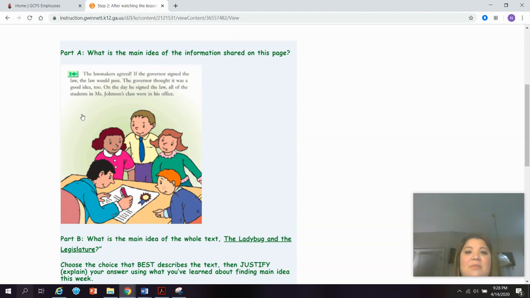You just have to tell me the main idea of this information. Don't say the main idea is about lawmakers. That's not a complete sentence. That's not the main idea. What was this about? Okay, what was the whole page mostly about?